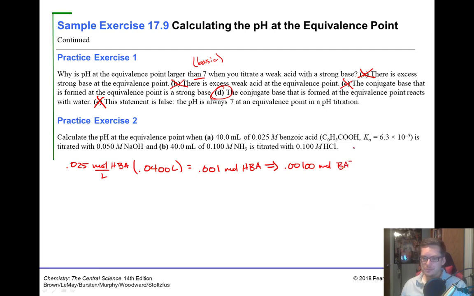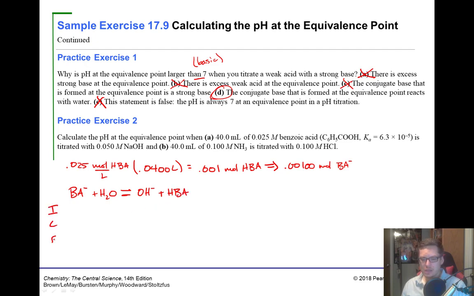Now, in order to find the pH of this, we need to set up a Kb problem. What occurs here is that we have our benzoate, and benzoate is going to react with water. It's going to form OH minus and then our benzoic acid, HBa. And then we're going to set up our ICE table.